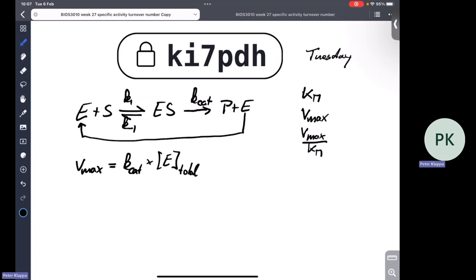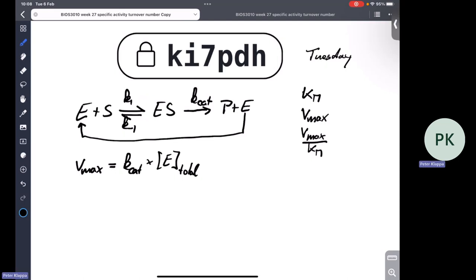That means basically if all the enzyme is in the ES complex, then this is the equation. So if I increase the total enzyme concentration, then Vmax will increase. And logically, Vmax over Km will also increase. Km doesn't increase, because Km is just this combination of these rate constants.